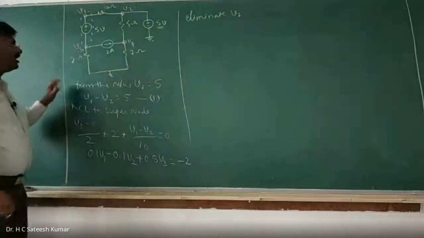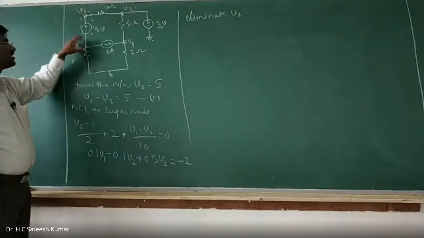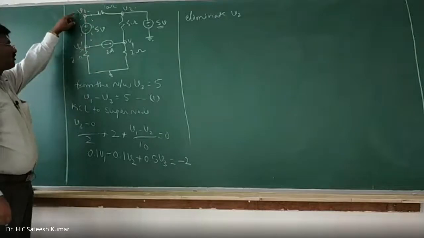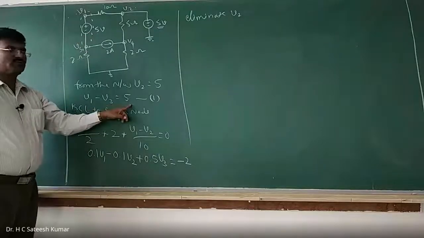Next, there is a voltage source between these two nodes without any series resistance. Therefore, we can have a supernode. You can write V1 minus V3. V1 minus V3 is what? 5 volts. We got it. Call this equation number 1.